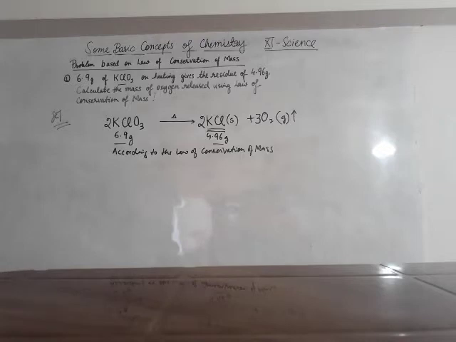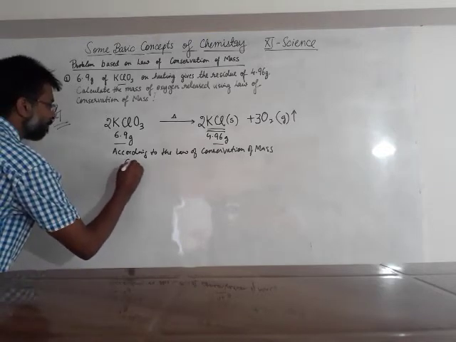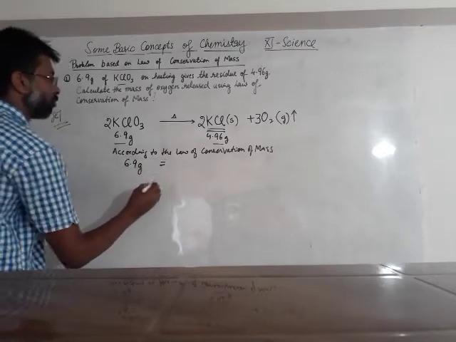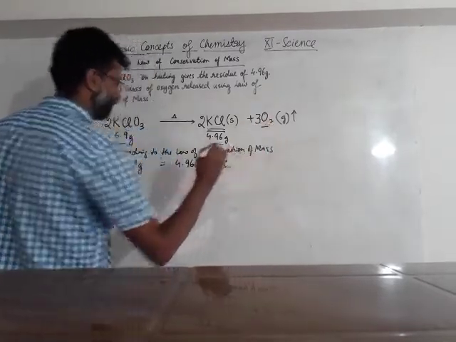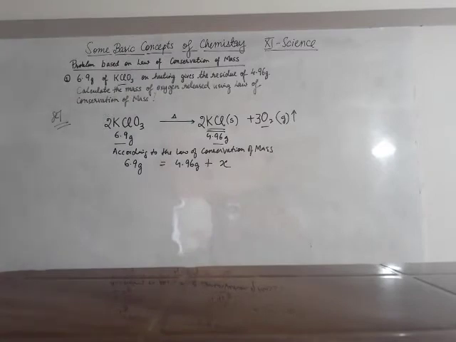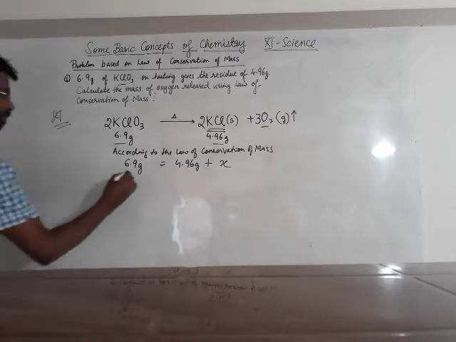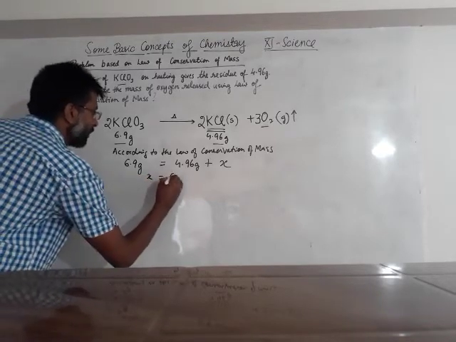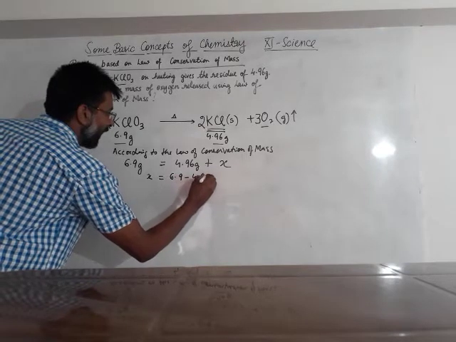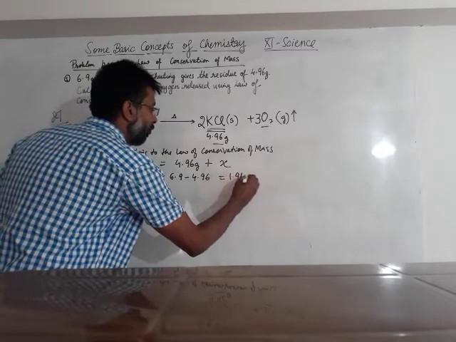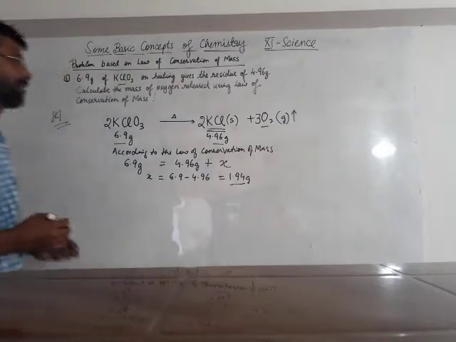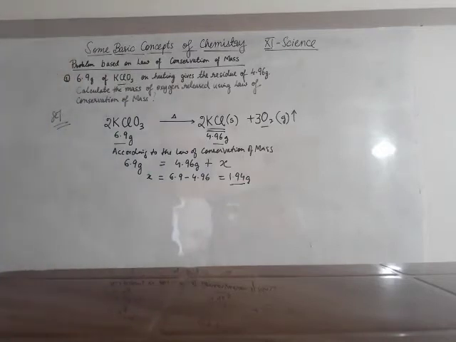So therefore 6.9 gram of potassium chlorate should be equal to 4.96 gram plus, we don't know the mass of oxygen, so I write X over here. So 4.96 gram plus X. Now let us find the value of X. The value of X will come to 6.9 minus 4.96. Subtract it, you will get roughly 1.94 gram. This 1.94 gram is the mass of oxygen.